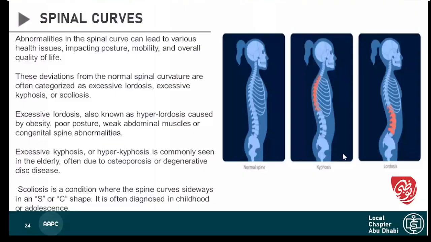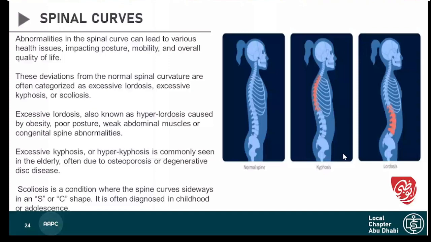Okay, what is osteoporosis? Osteoporosis means the bone will lack density. And degenerative disc disease means wear and tear due to age. So excessive kyphosis or hyperkyphosis is commonly seen in the elderly patients, often due to osteoporosis or degenerative disc disease.